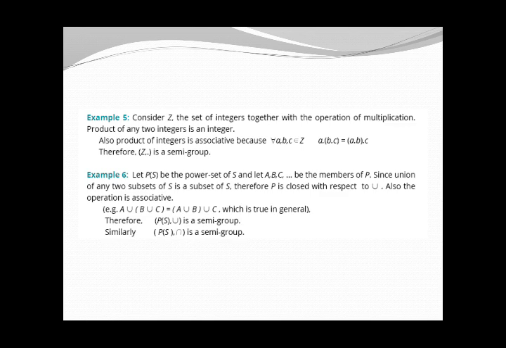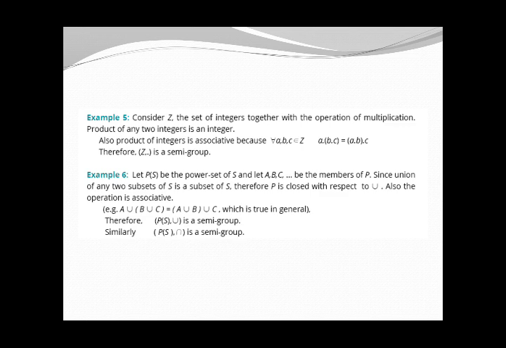Next is integers and the binary operation is multiplication. If we have any two integers, we multiply them and the resulting answer is also an integer. And the associative property, (a dot b) dot c equals a dot (b dot c), for any three integers a, b, c, this condition is also satisfied. Therefore integers with respect to multiplication are a semigroup.